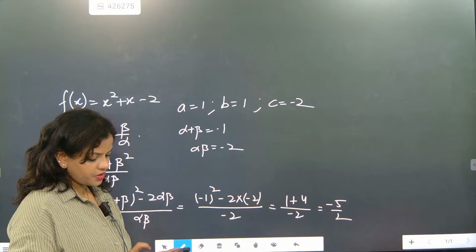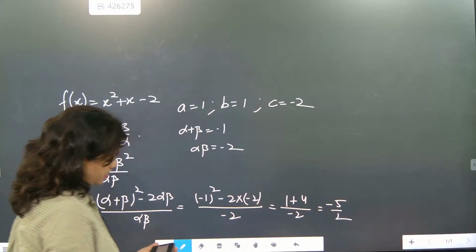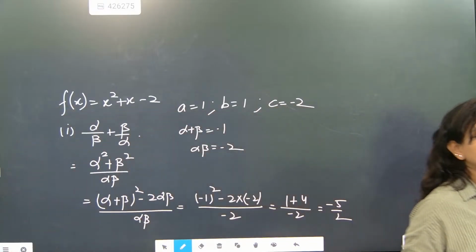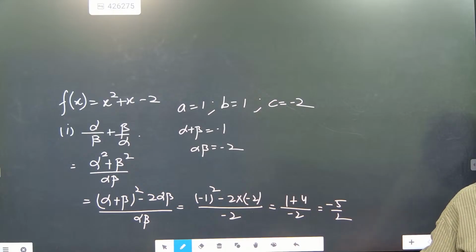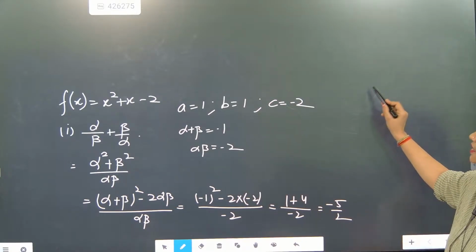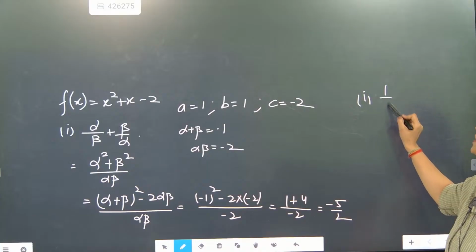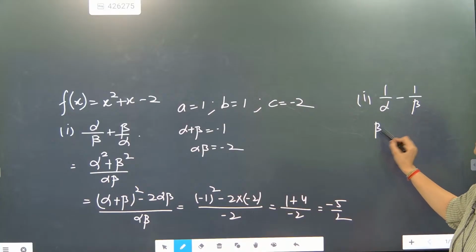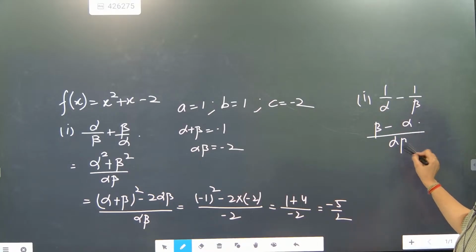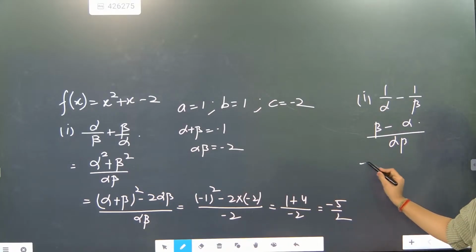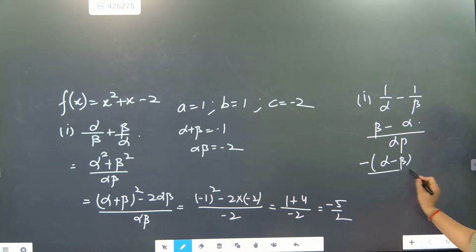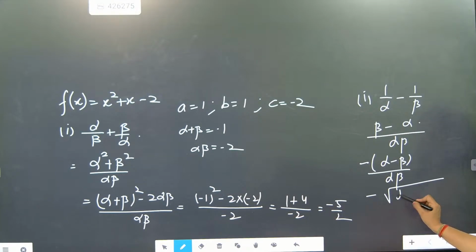Second question she is asking; start solving, start preparing with them. This question came in CBSE 2024. Will you be able to solve this type of question? Another question which is there is 1 by alpha minus 1 by beta. So it will come beta minus alpha by alpha beta. Then, as I told you that day, it will come alpha minus beta by alpha beta. Then the alpha minus beta formula is alpha plus beta whole square minus 4 alpha beta, under root, by alpha beta.